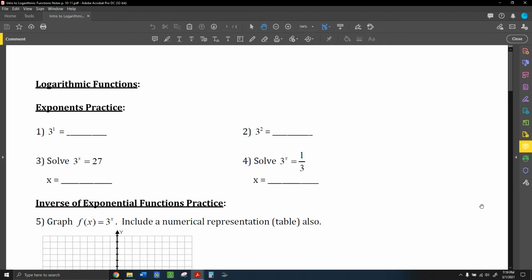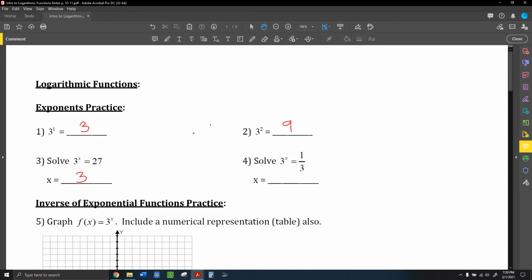To start, I want to start off with this little warm up here. Let's go ahead and evaluate each of these exponents. So number one, 3 to the first power is just 3 by itself, 3. Next up, we have 3 squared, or 3 times itself 2 times, 9. And now I want to solve this equation. 3 to what power gives me 27, or 3 to the third power gives us 27. So 3 cubed, 3 times 3 times 3.